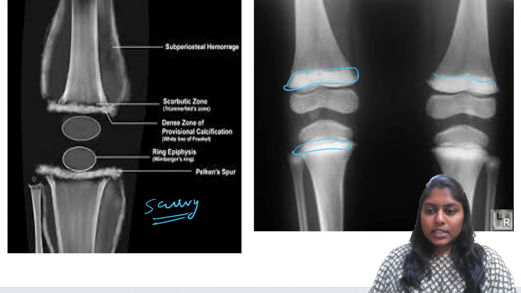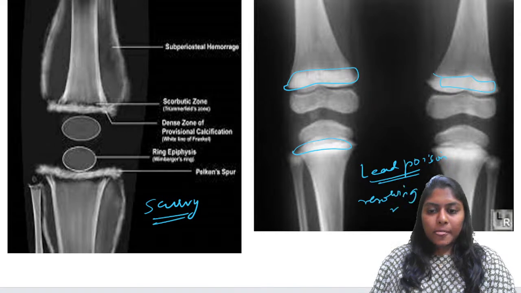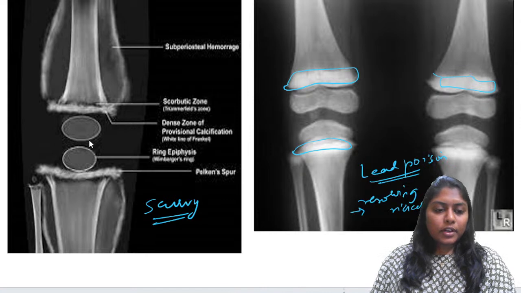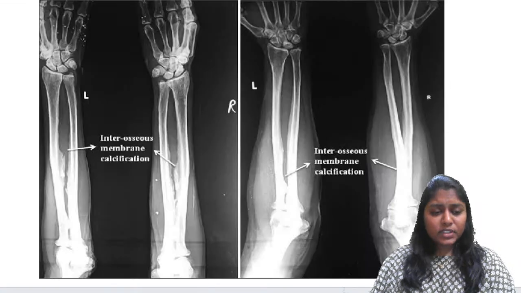This is a case of lead poisoning, but the differential for this condition is resolving rickets. Once we start giving vitamin D, even resolving rickets also looks like this only. So we should be careful in labeling it as lead poisoning. We are supposed to know the history also.